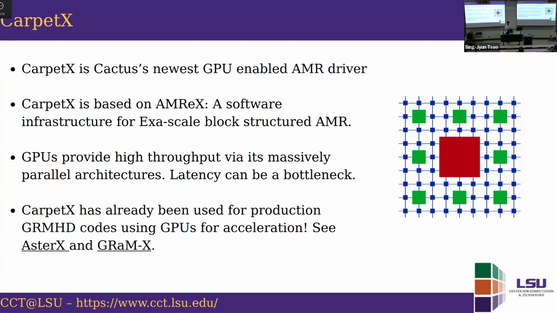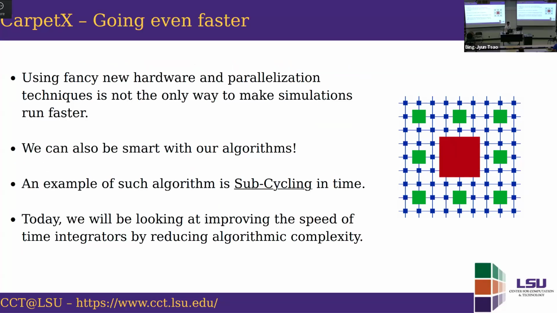CarpetX has already been used for some production GRMHD codes, namely AsterX. I think Jay is going to be talking about this later today. And GRaM-X. These are both production GRMHD codes in CarpetX. And we are always looking for ways to do our numerical evolutions faster. Using new hardware is one of the ways that we can do that, and using tricky hardware optimizations is another. But that's not the only way.